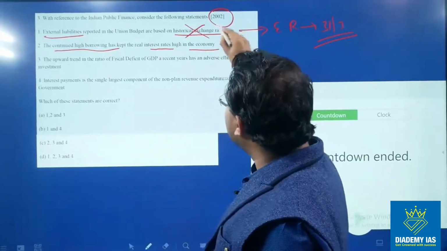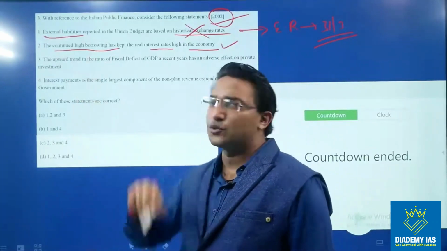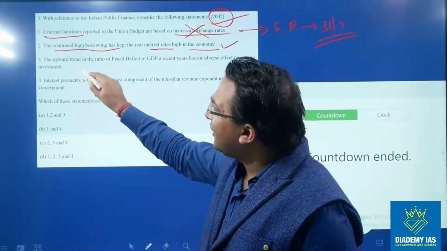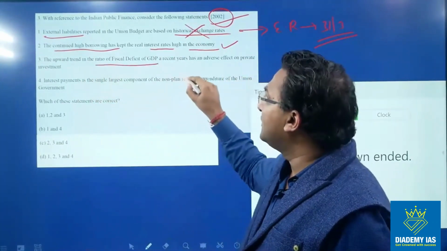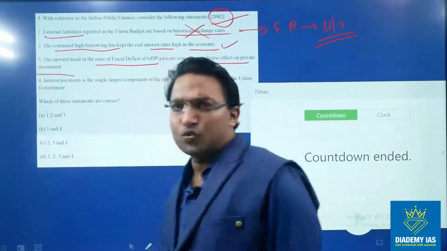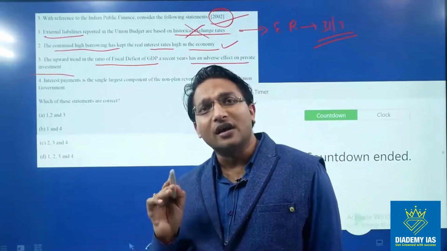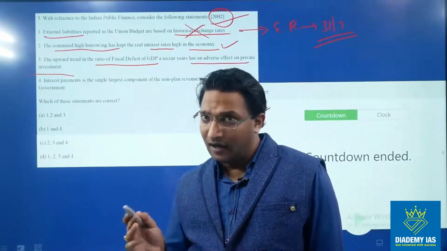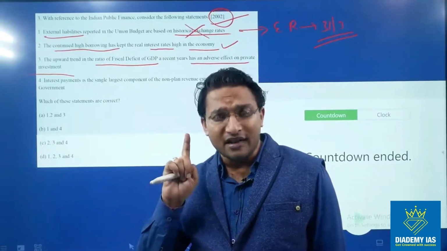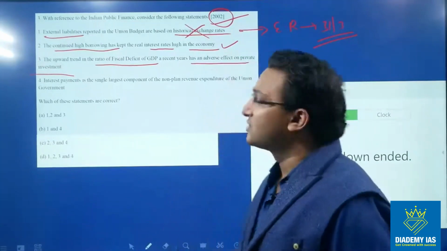Although this is a situational question of 2002, conceptually we can still derive the answer. The upward trend in the ratio of fiscal deficit to GDP in recent years has an adverse effect on private investment. Conceptually also this is correct. The fiscal deficit actually crowds out private investment. Other than that, there are two more adverse impacts of fiscal deficit. It is inflationary in nature, and secondly, it creates a burden on future generations.